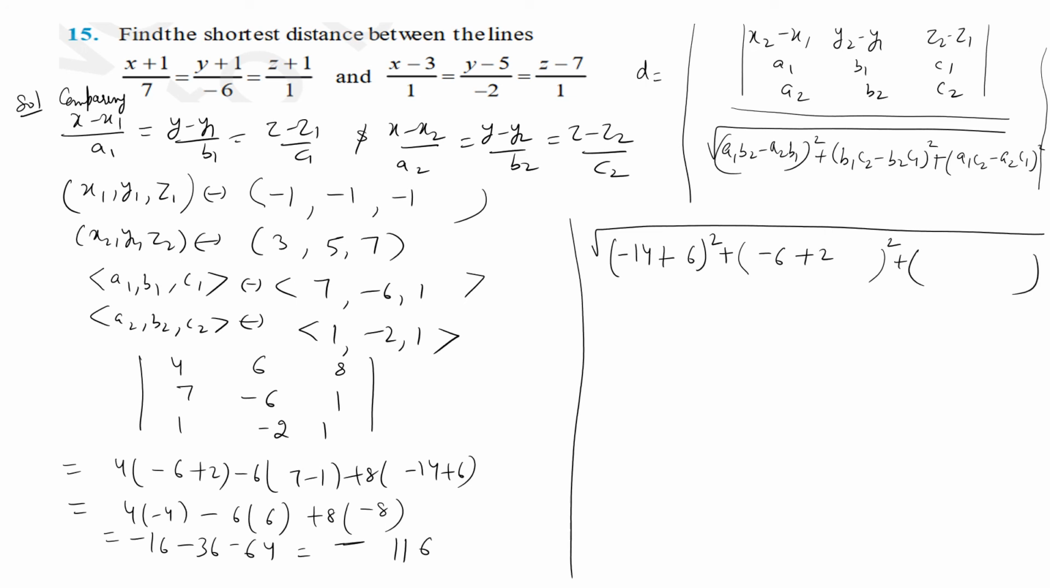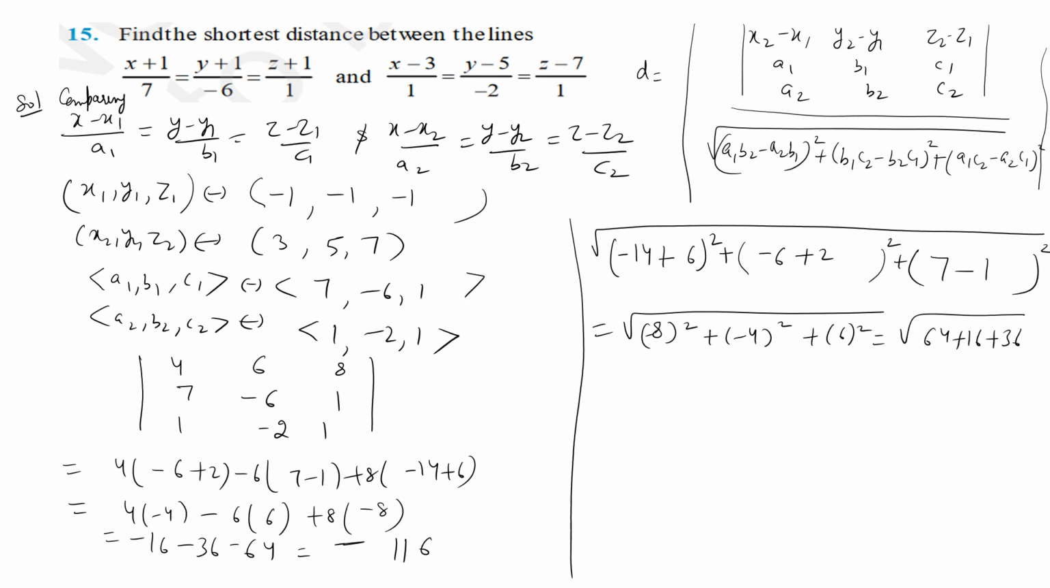So this is 7, minus a2 c1, so this is minus 1, this whole square. So this is your 8 square plus minus 4 square plus 6 square. This is equal to 64 plus 16 plus 36. So it becomes under root 116.